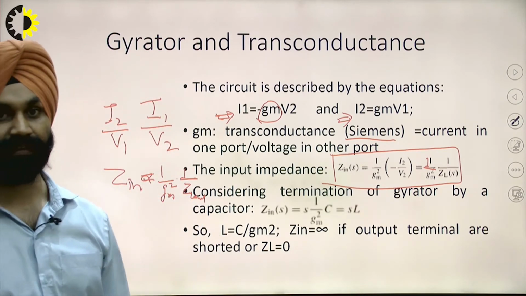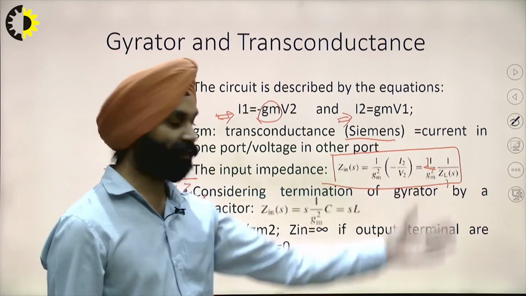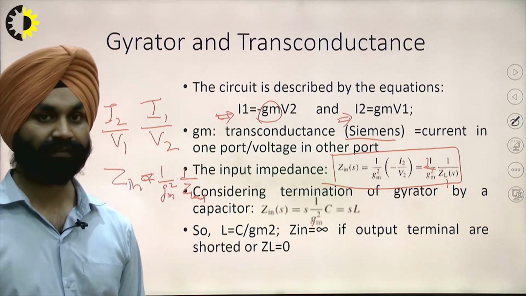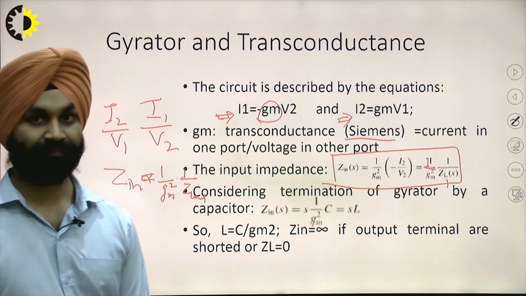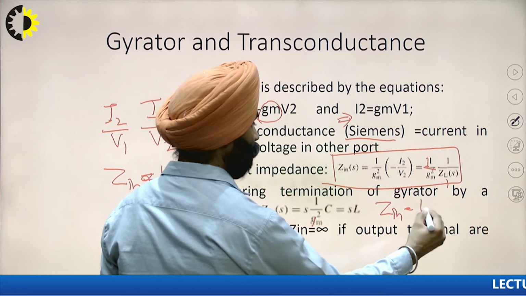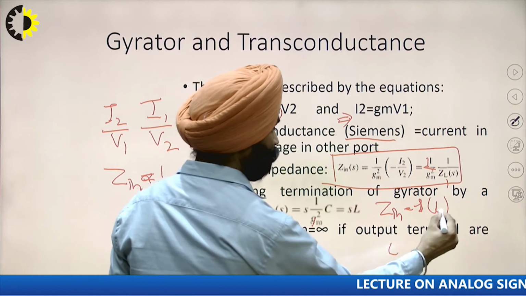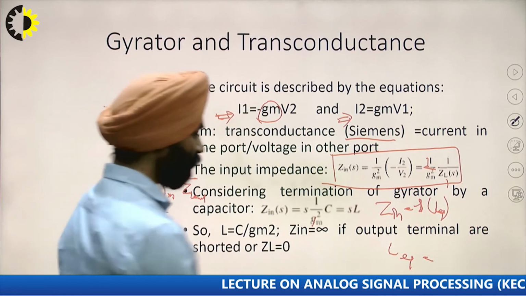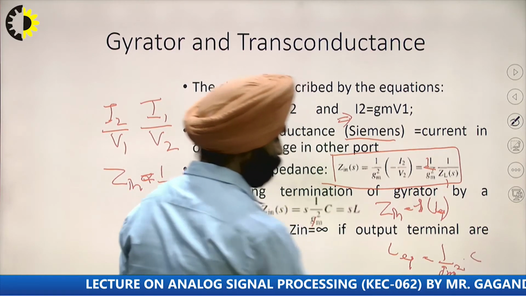Zs and Zn are there, right? Again if we say ZL is a capacitor, so Zin will be 1 upon Gm square C into S, and manipulating it will give the inductor. So we will have Zin equal to S into L. Now let's suppose L equivalent here is Gm square into C.